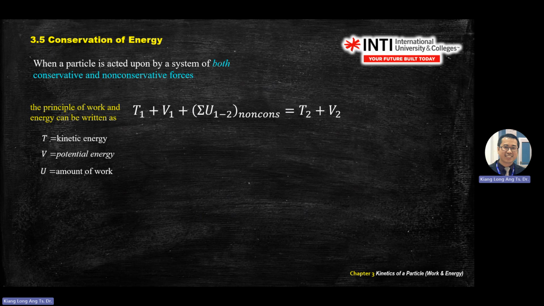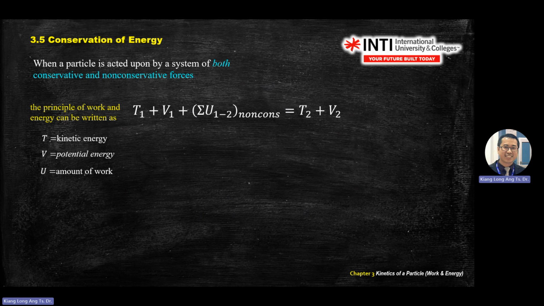If the question asks you about conservation of energy, it consists of kinetic energy plus potential energy plus work done equal to kinetic energy after plus potential energy after. This is called the principle of work and energy. You write the full equation including the potential energy. When you see a datum in the photo or the question, there is a very high chance you need to use this one.